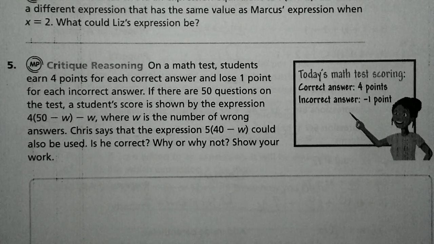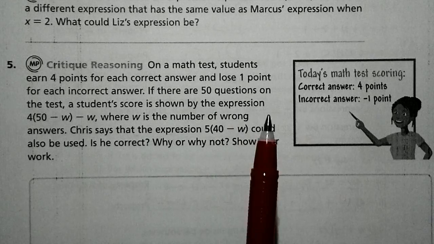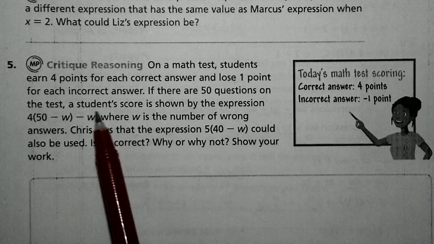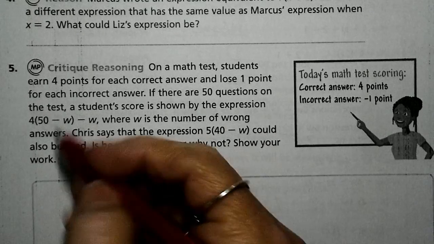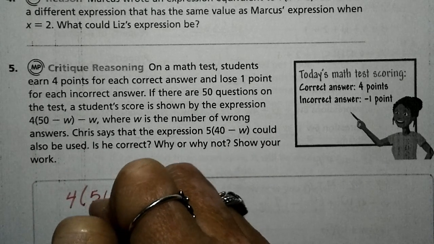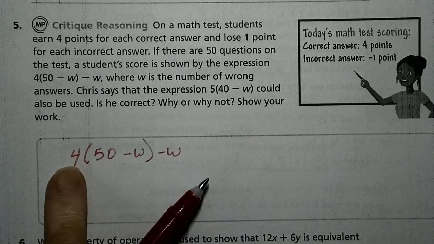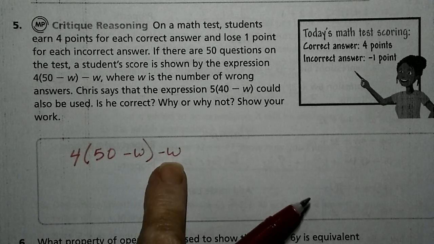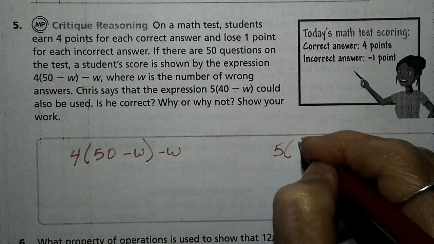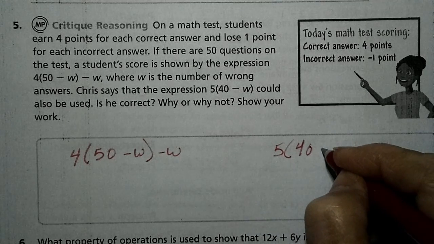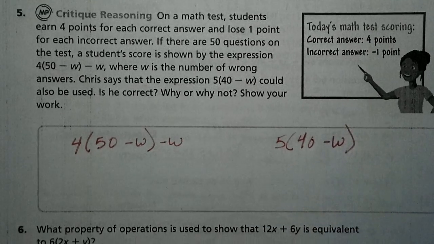It says, on a math test, students earn 4 points for each correct answer and lose 1 point for each incorrect answer. There are 50 questions on the test. A student's score is shown by the expression. All right, so the first one is 4 times (50 minus W) minus W. And the second one is 5 times (40 minus W).